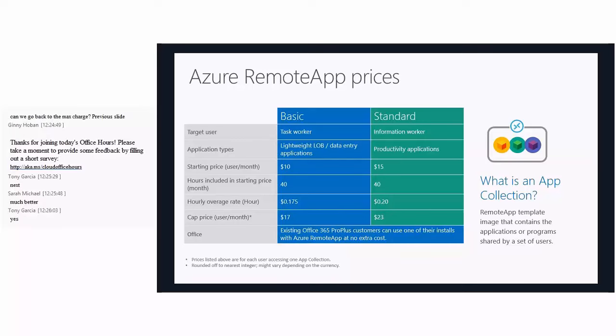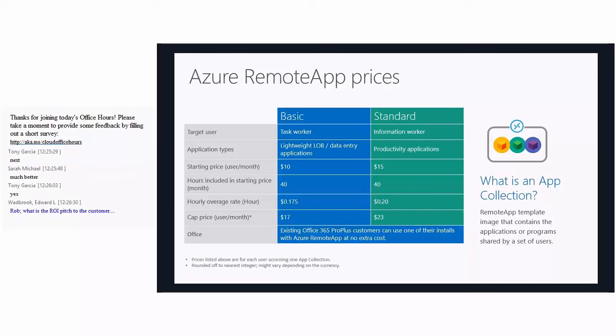So was there a question around this? Maximum cap $17 per user for basic, $23 for standard. And again, I want to emphasize this, you will be charged for 20 users minimum. So if you only have 5 users, all 20 get billed. So Edward, what's the ROI pitch to the customer?